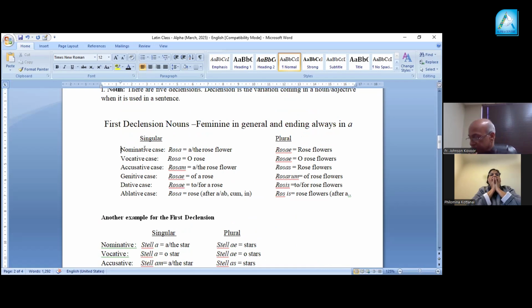Nominative case means we are just mentioning the name, the name of the person, thing, or substance. All these come in the first place. Nominative case: a rose flower, the rose flower, or a star, the star, like that, just without any declension, without any change in the usage. Rosa, Mary, Joseph, or Matthew, like that. Then vocative case: vocare in Latin means to call. Vocative is calling someone. In the first declension, the vocative case also is the same. So Rosa, or Rose.